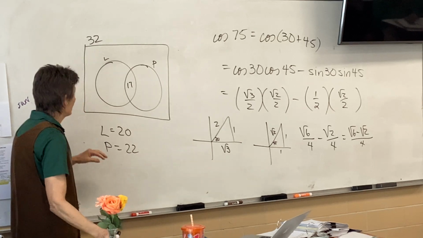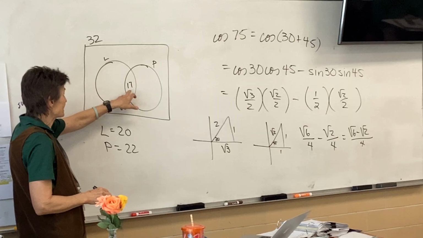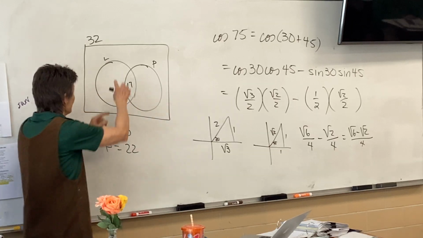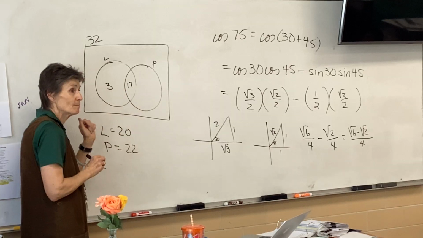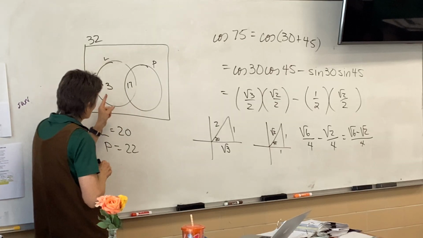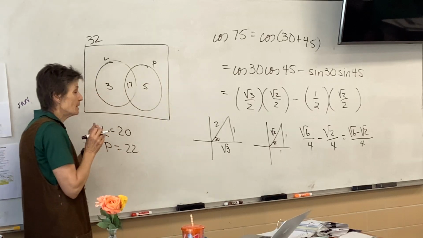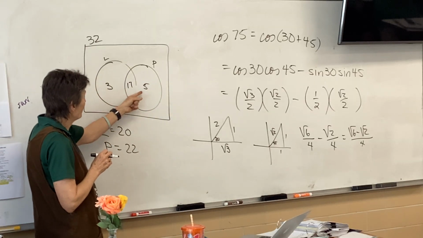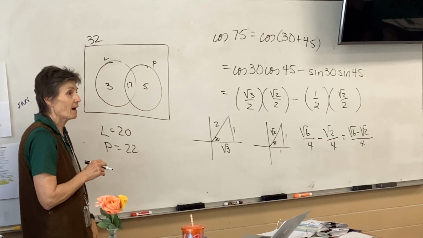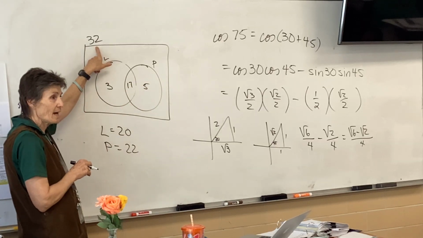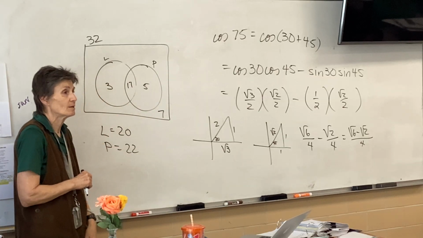Now, if there are 20 kids that love logarithms, but 17 of them are already counted, this whole circle is a logarithm circle, so there must be 3 here. And if there's 22, there must be 5 here. How many people are inside those circles? 25. How many kids are in the class? 32. So there are 7 kids who are out here and don't love either.